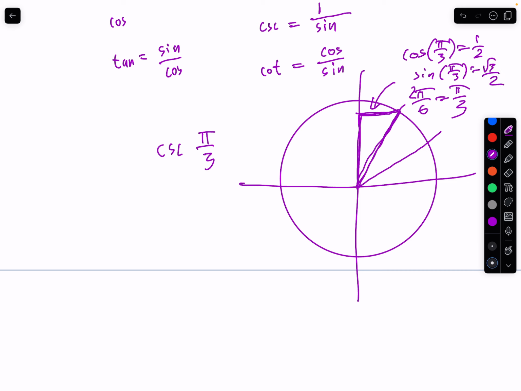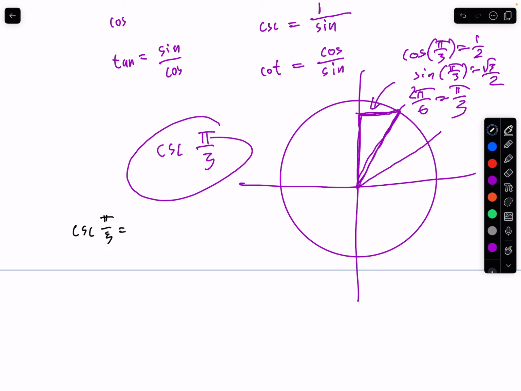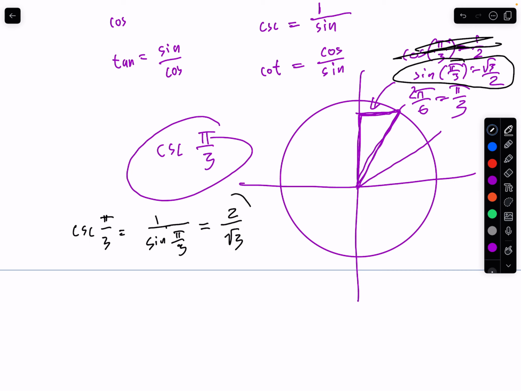Now, my original problem was cosecant, so I have to think, okay, what was cosecant? Cosecant of pi over 3 is 1 over sine of pi over 3. And that means I didn't even need my cosine. I just had to remember what sine was. It's root 3 over 2. So it's 1 over something. If I take 1 over something, that just means I'm going to flip it upside down. So it's going to be 2 over root 3. And essentially, that's your answer.